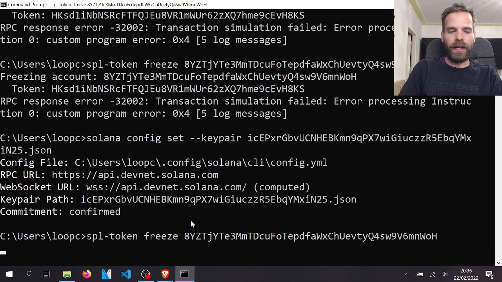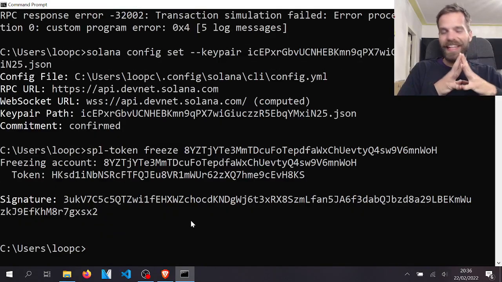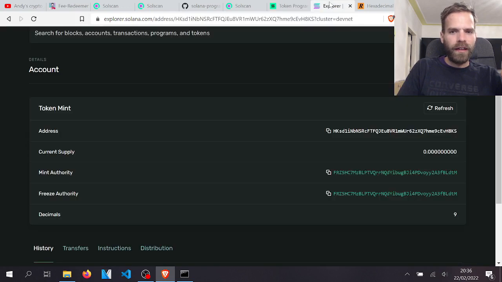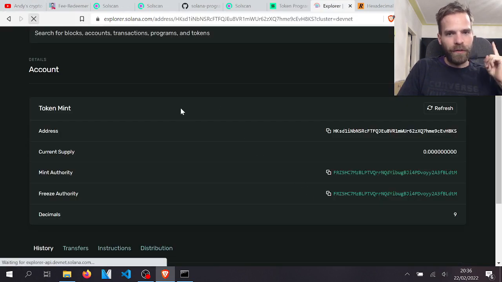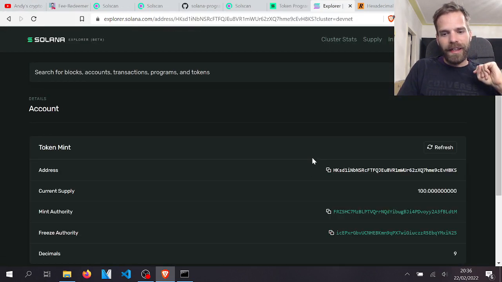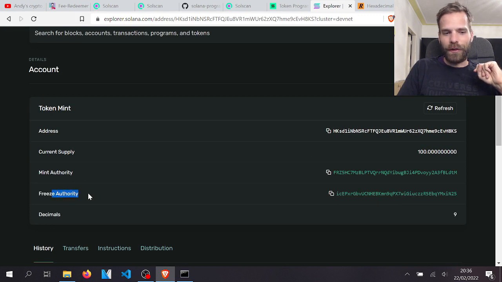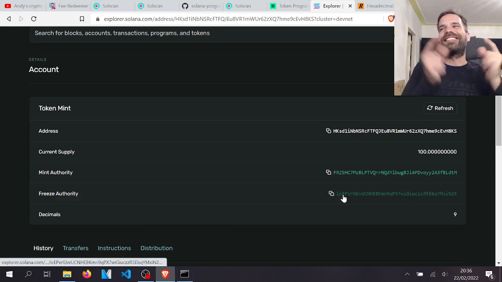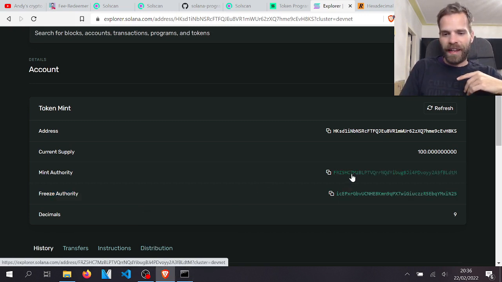Can freeze my own one again. Because that works. Because if I refresh that, now the freeze authority is different. So yes, it can be different. I cannot mint the token, but I can freeze it. And this guy can mint it.